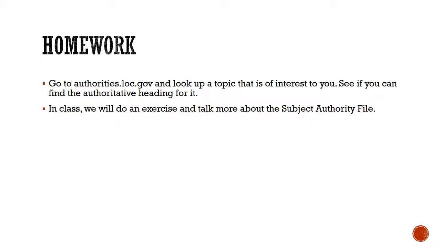So that's all I have as a little bit of an introduction. What I'd like you to do before we meet next time is to look at authorities.loc.gov and look up a topic that's of interest to you. See if you can find the authoritative heading for it. So bring the topic and the heading to class. And we'll do another exercise there. So that's all I have for now.